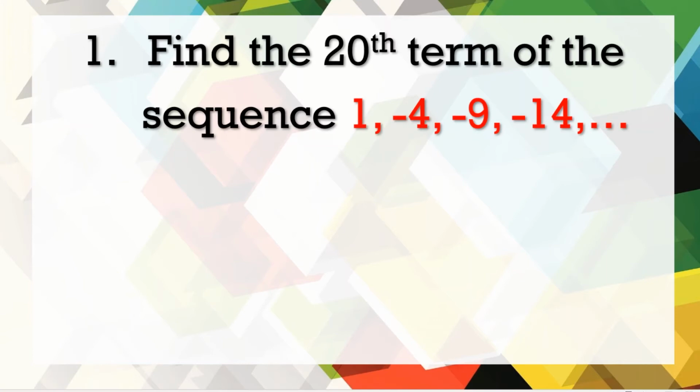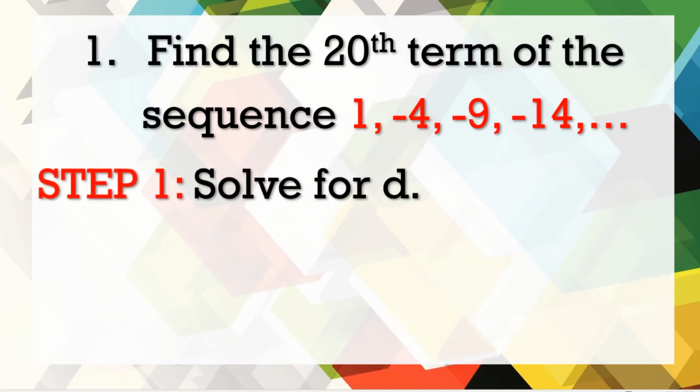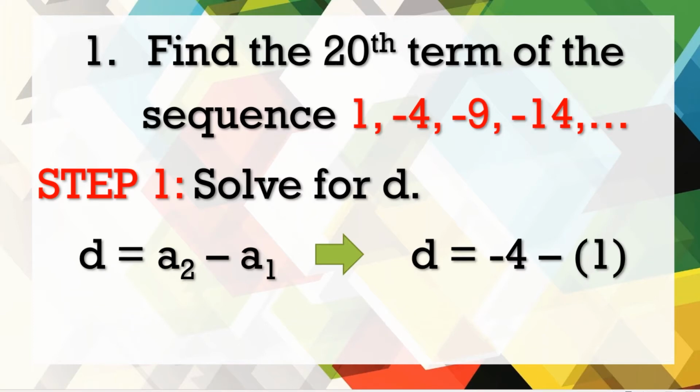Find the 20th term of the sequence 1, -4, -9, -14. Step 1. Solve for the common difference. Let us use the second term and the first term. d equals a sub 2 minus a sub 1. We have -4 minus 1, and that is equal to -5.